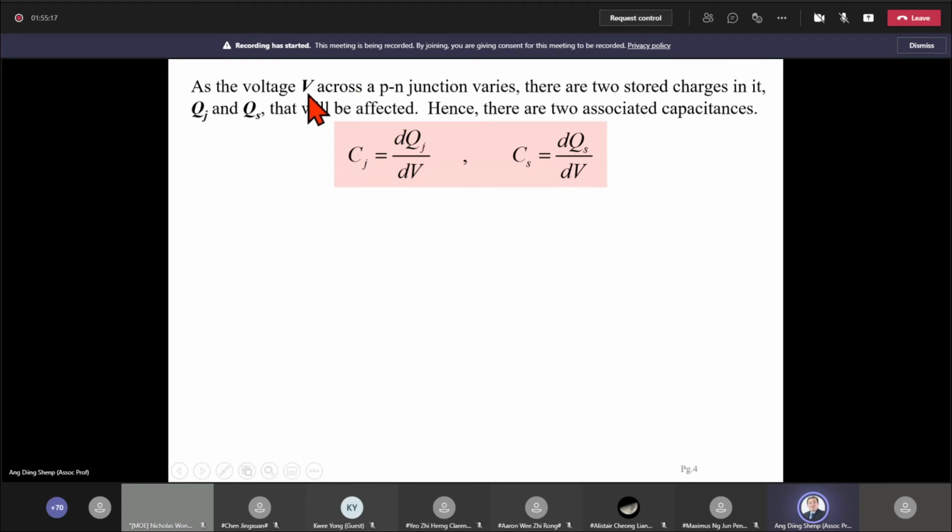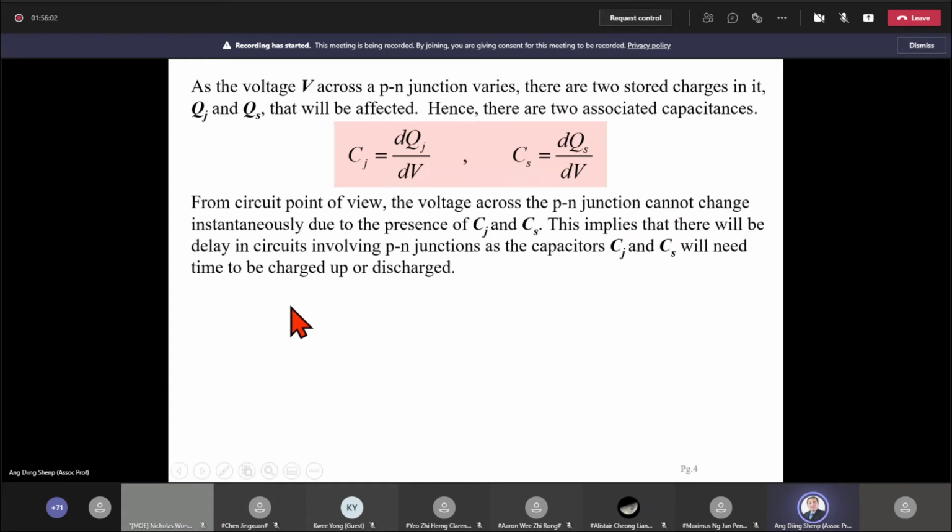Now, later on, you'll see that as we vary the voltage across the PN junction, the two types of charges stored at the PN junction can be changed. And I think most of you will have guessed by now that one of the two types of charges is actually the space charge. Then what is the other type? We'll come to that shortly. Now, as far as the change in the space charge is concerned, the capacitance is called the junction capacitance, which is defined as dQj over dV. For the other type of charge stored, we can apply the same definition. So the storage capacitance is defined as dQs over dV.